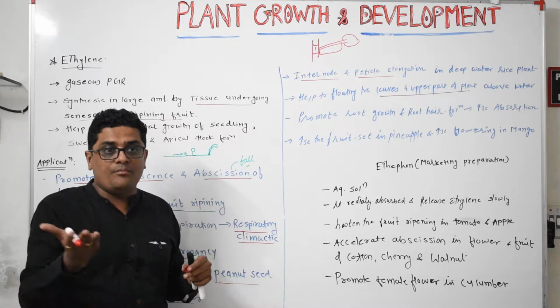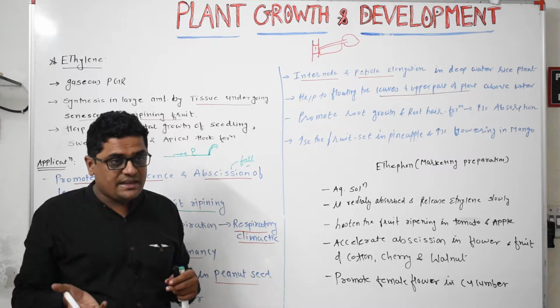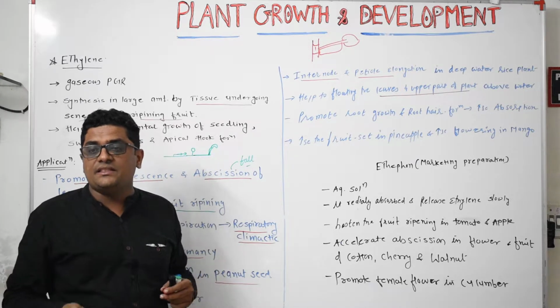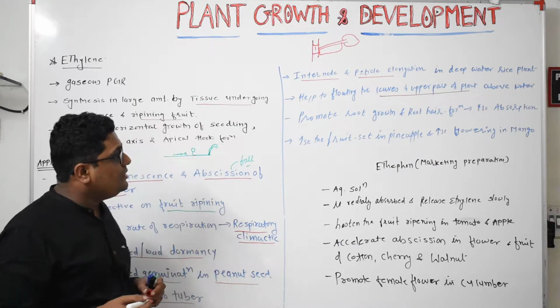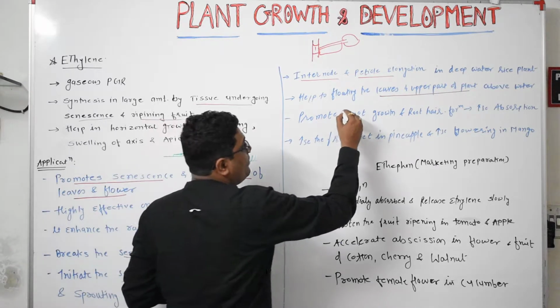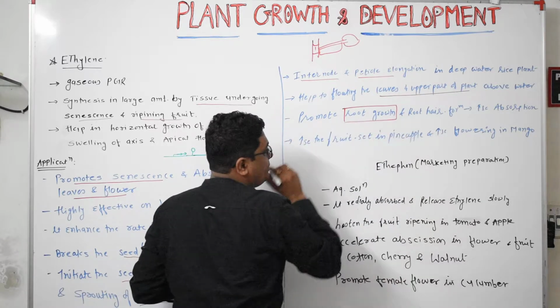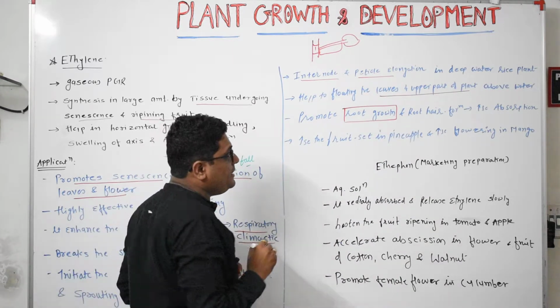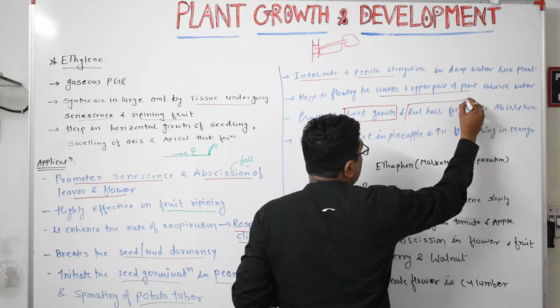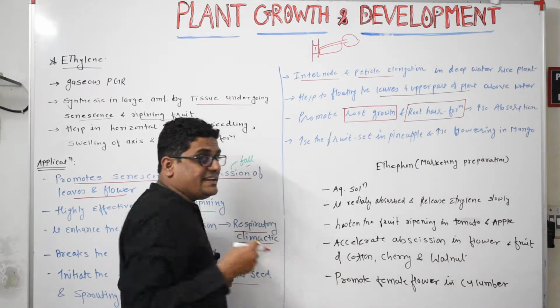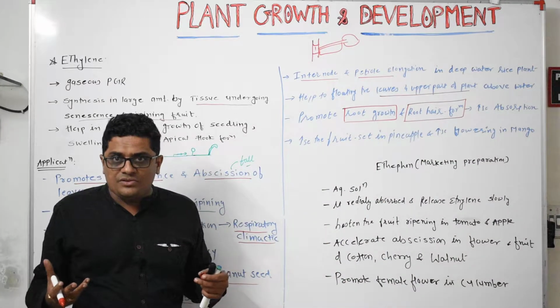So it helps with buoyancy, as well as helping the leaves and the upper part of the plant float on the water. It promotes root development and the formation of root hairs. So as root hair formation increases, what happens?